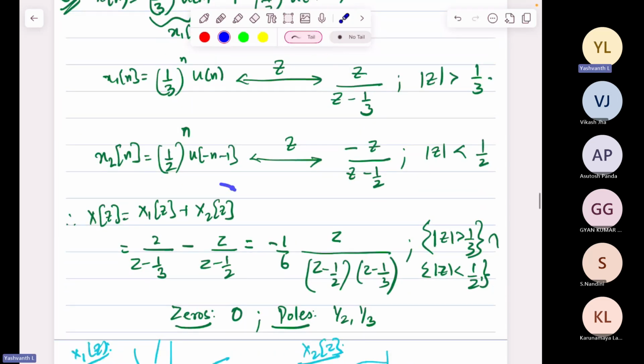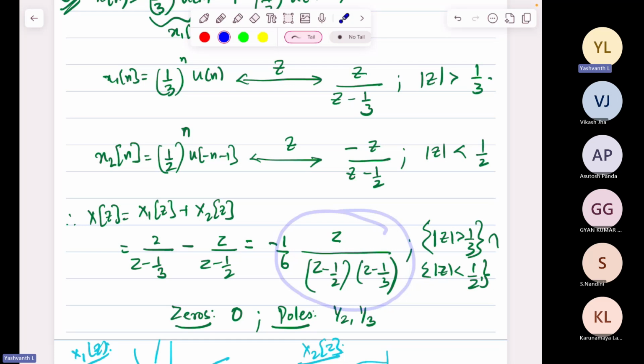And so what is your total Z transform? It is the sum of both of them by the linearity property. So you get z/(z - 1/3) - z/(z - 1/2), which comes out to be this expression here.